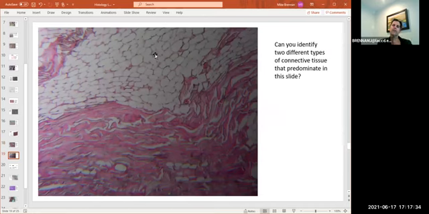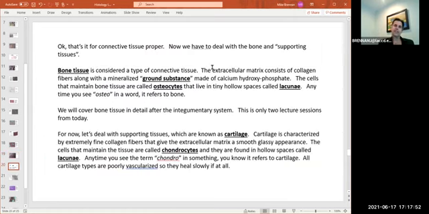Okay, so here we go. Dense irregular connective tissue down here, predominating on the bottom half. Adipose tissue predominating on the top half of this slide. And this particular slide was labeled epidermis, skin. Okay, so that's pretty much it for the connective tissue proper.